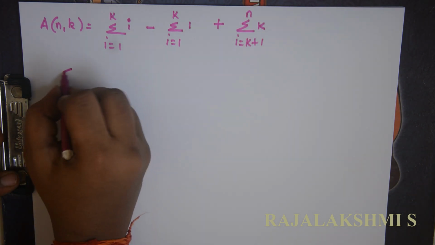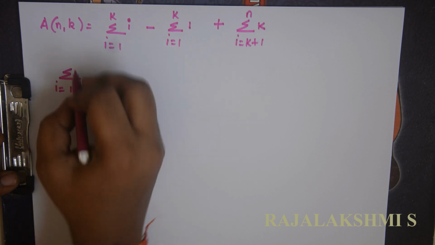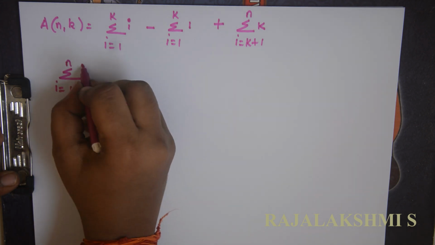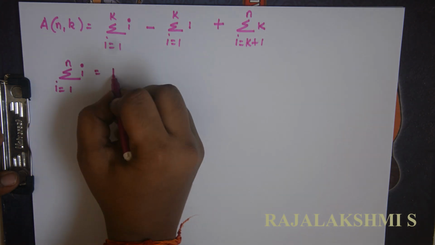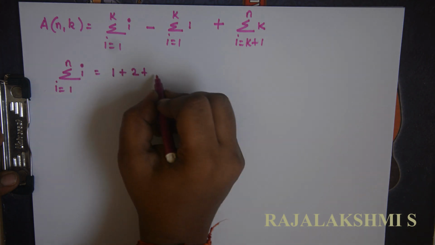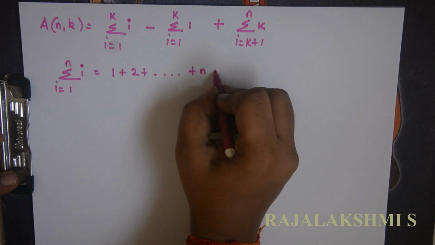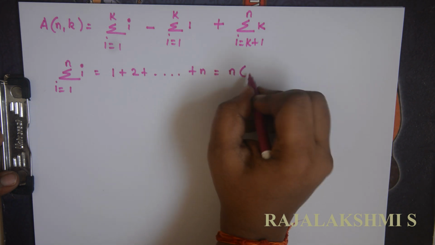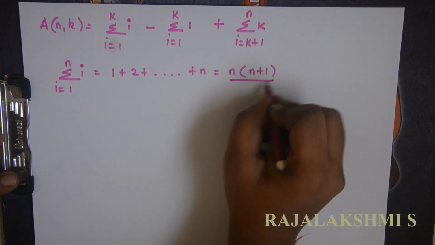Okay, so now we know the formula. Summation I is equal to 1 to N, it is I. So this can be expanded as 1 plus 2 plus up to N. So the sum of N terms can be written as N into N plus 1 divided by 2.